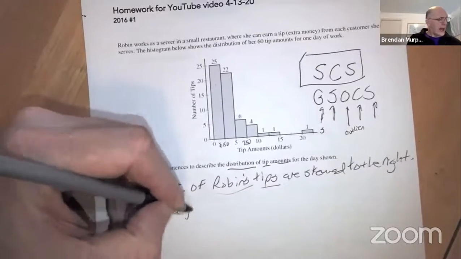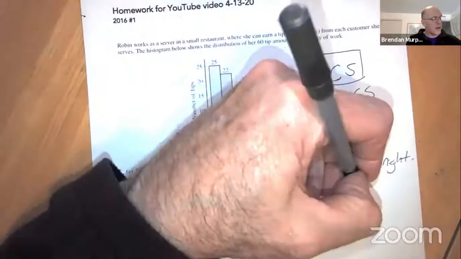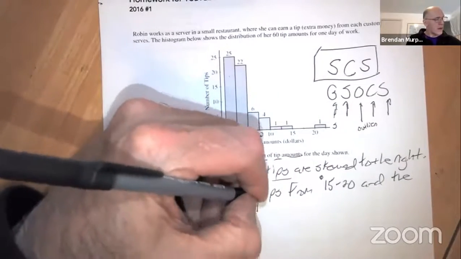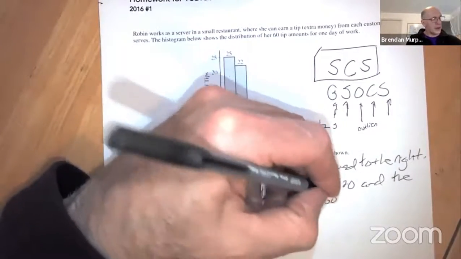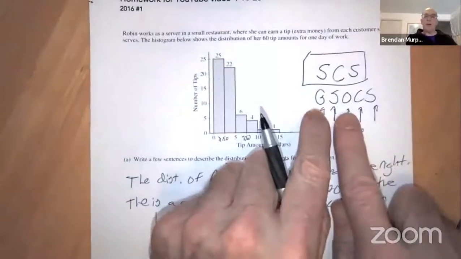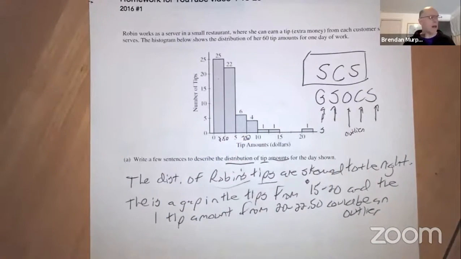There is a gap in the tips from $15 to $20. And the one tip amount from 20 to 22.50 could be an outlier. So I guess in my little acronym here, I've addressed the G and the O, right? The gaps and the outliers. And many times I try and do them together.